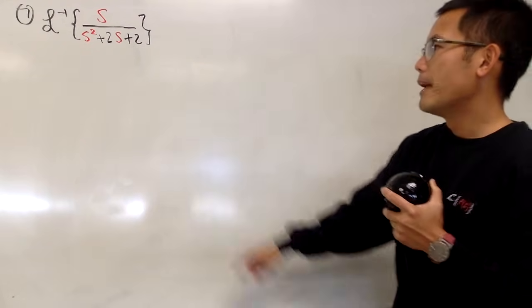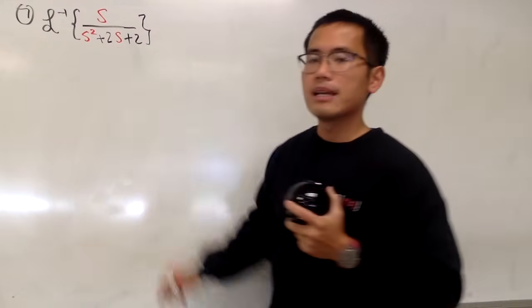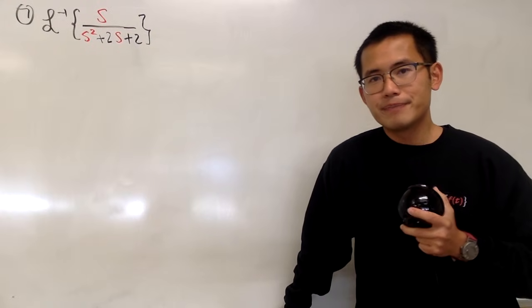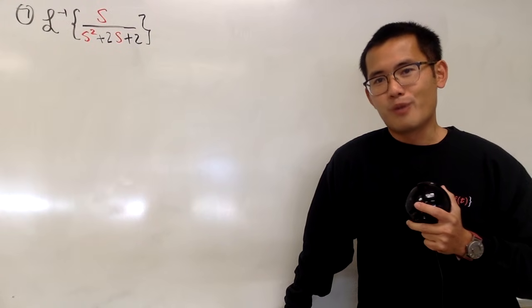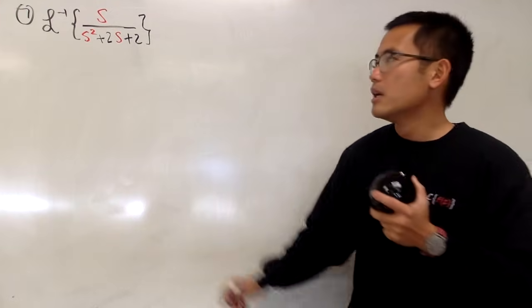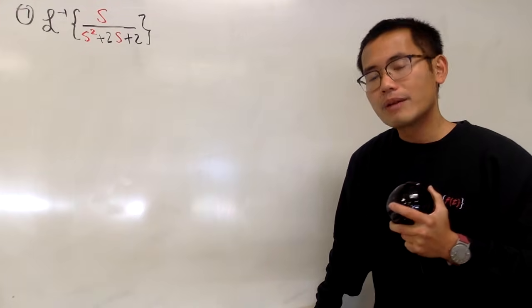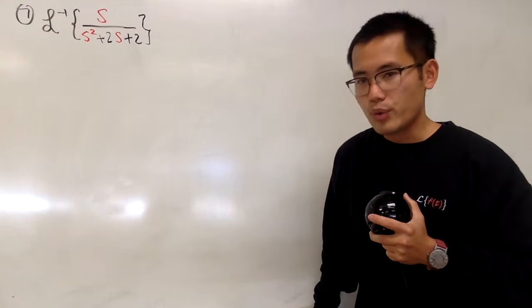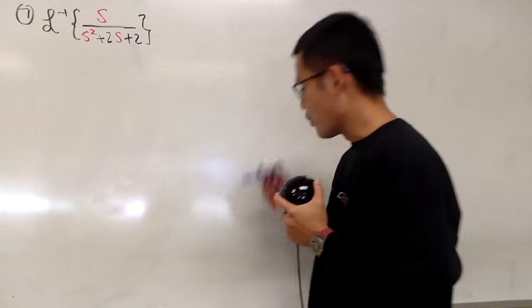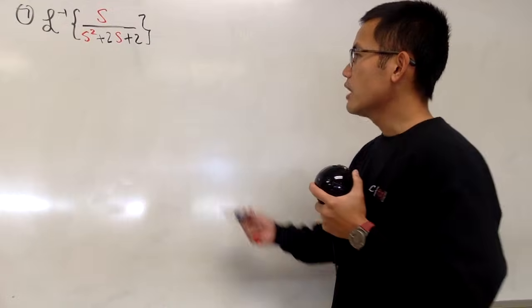Good. Now, on the bottom here, s squared plus 2s plus 2. Ask yourself, can we factor it? The answer to that is no, unfortunately not. The worst part is that the bottom right here doesn't even have real roots. So what we have to do is complete the square. So let me do it on the side for you guys.